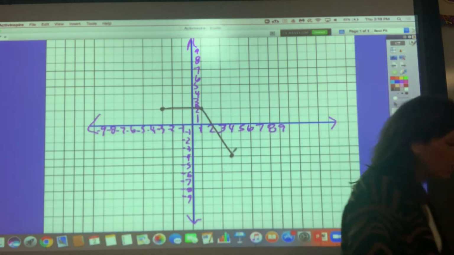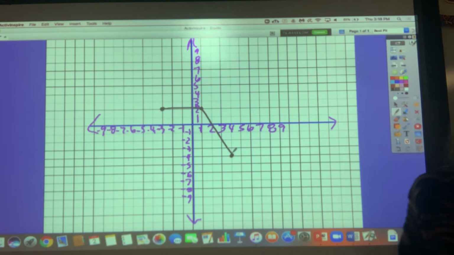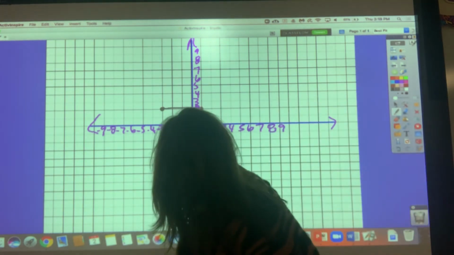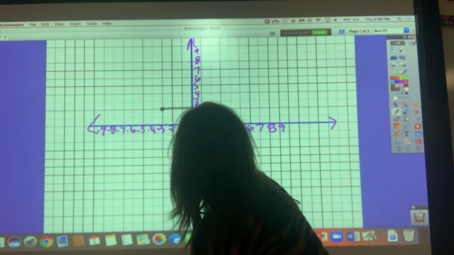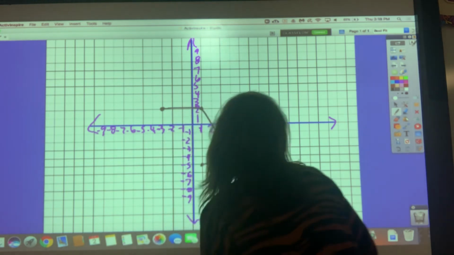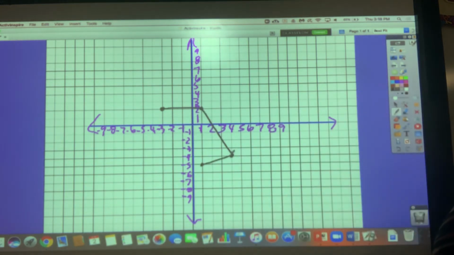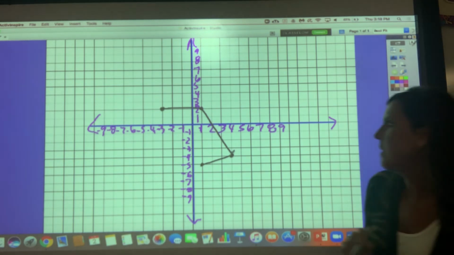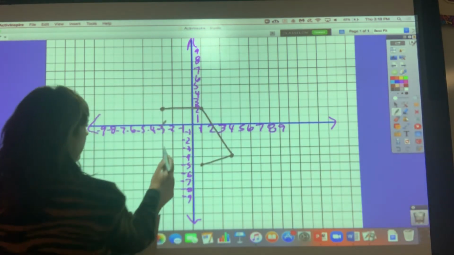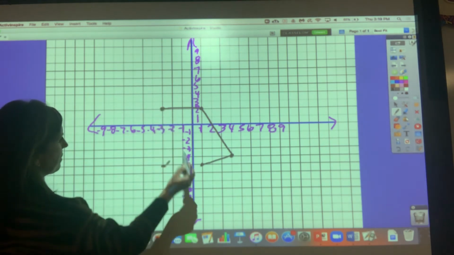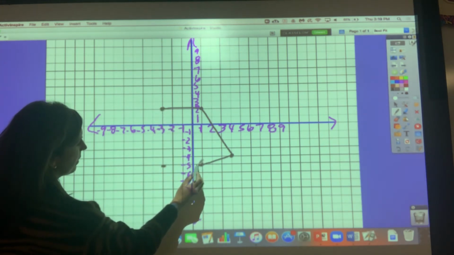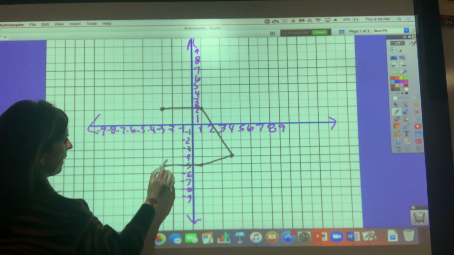Our next point is going to be 1, negative 5. So 1, negative 5. Okay, we'll connect that. And then our last point is going to be negative 3, negative 5. Negative 3, negative 5. So we'll connect here, and then we'll connect back to where we started.